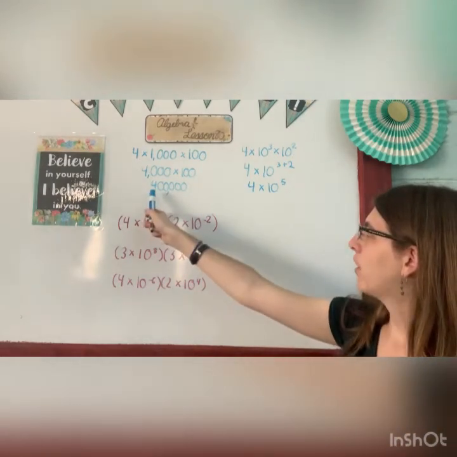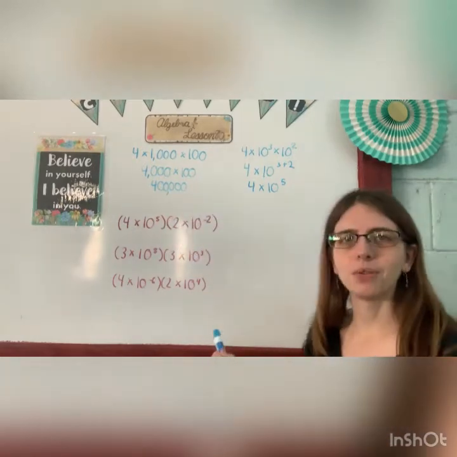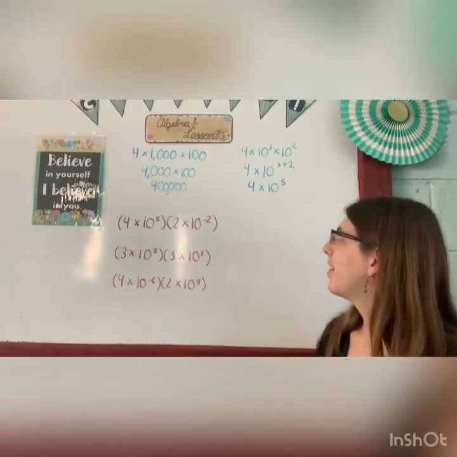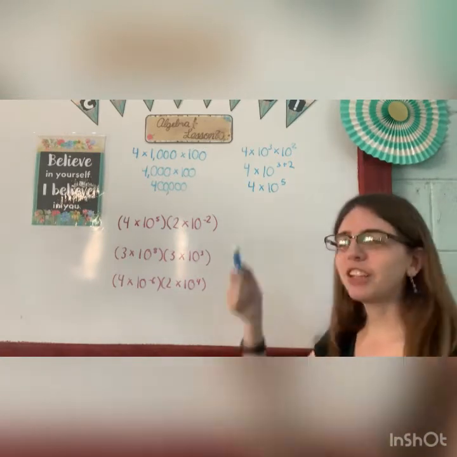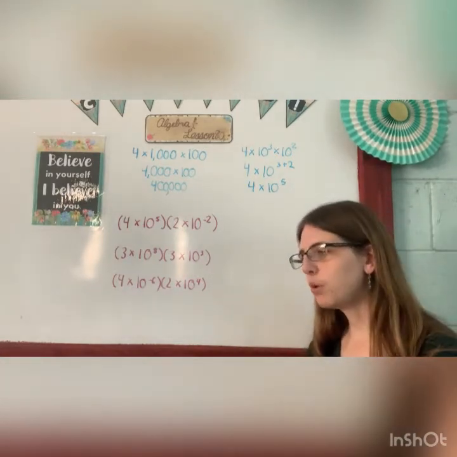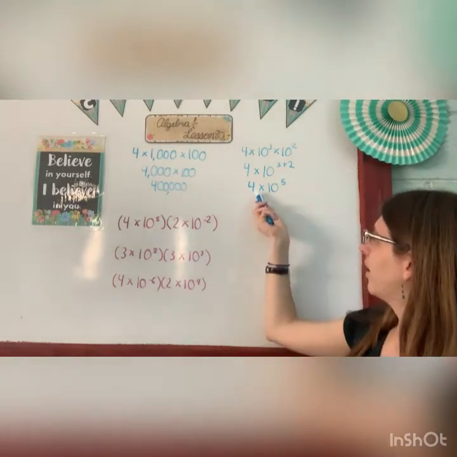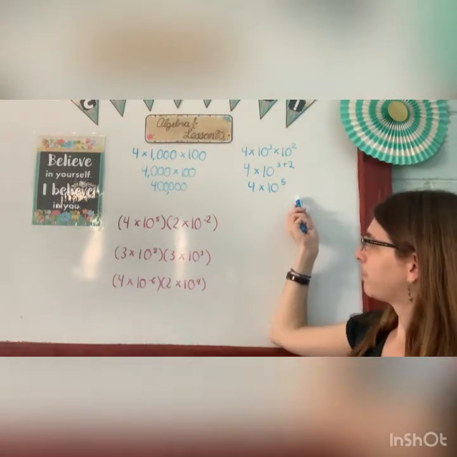And here I have 4 and 5 zeros, so we know that it's true. So this gives us a rule that this 10 is really just a decimal point mover. It moves our decimal point, that's right here, 5 places to the right.